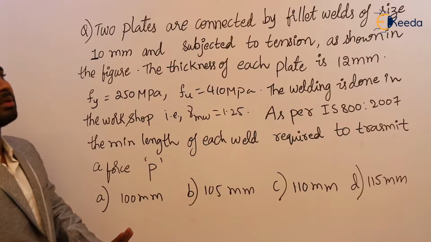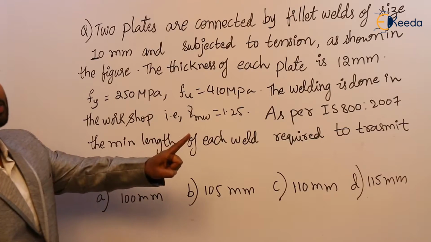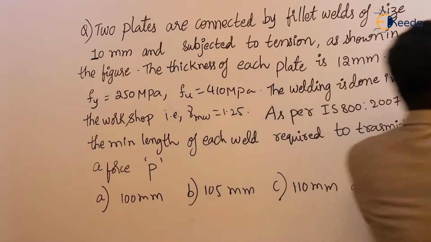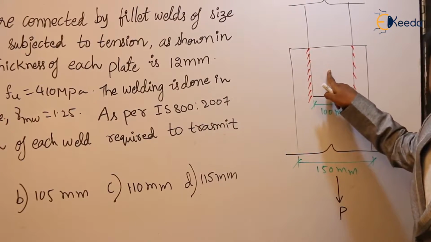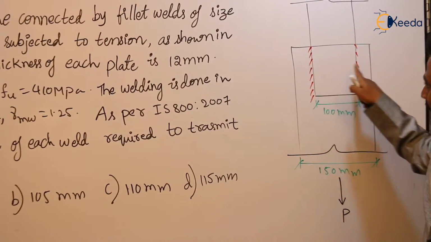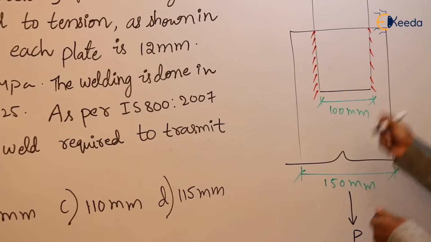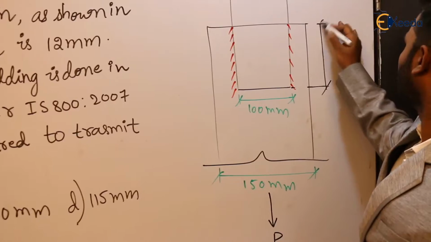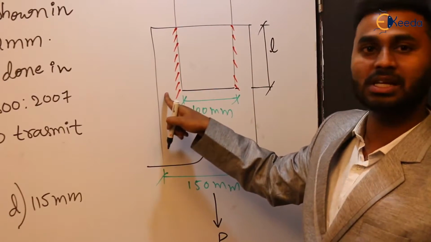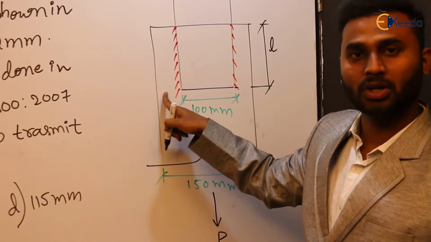So it is asking the minimum length of each weld. Here the welding is provided on either side. This is a diagram. This is one plate and this is another plate. These two plates are connected by using a weld on either side. Here the length is L. If you see in this diagram, this is L. The length on the other side is also L. The total length is 2L.